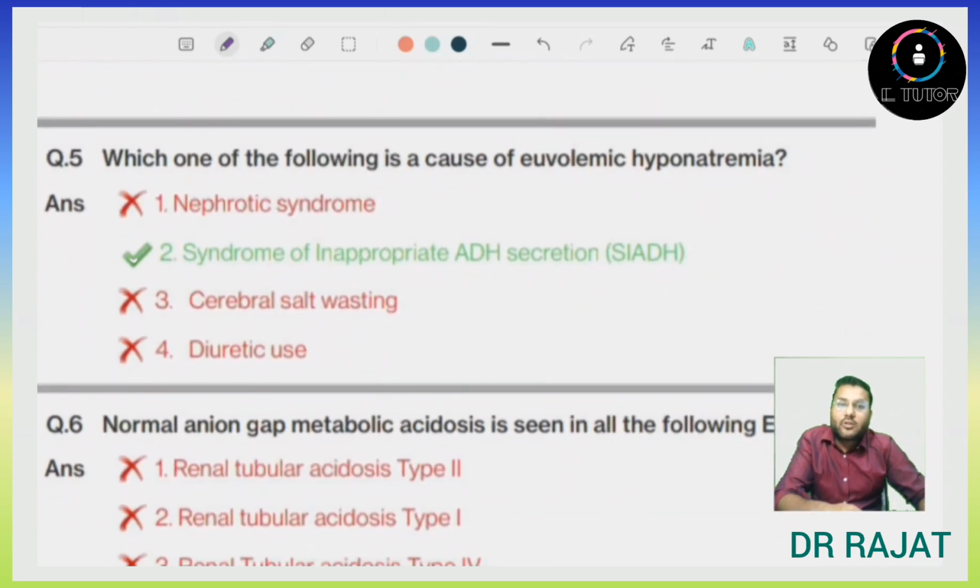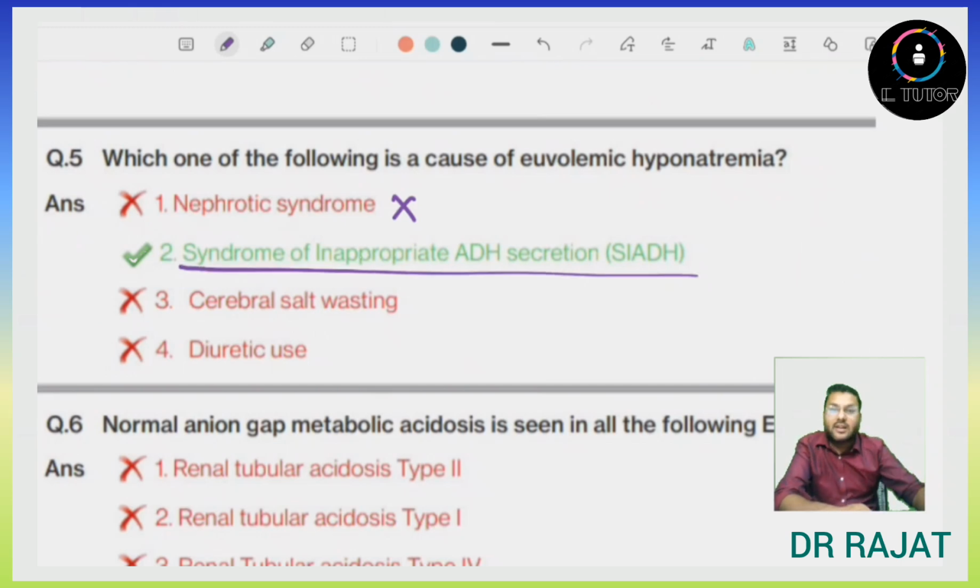Which of the following is the cause of euvolemic hyponatremia? So first is nephrotic syndrome. No. In nephrotic syndrome, hypervolemic hyponatremia will be there. Hypovolemic hyponatremia will be there. In SIADH, euvolemic hyponatremia is present. This is true. And cerebral salt wasting and diuretic use, in both these conditions also, hypovolemic hyponatremia will be there. So here the answer will be syndrome of inappropriate ADH secretion, SIADH.